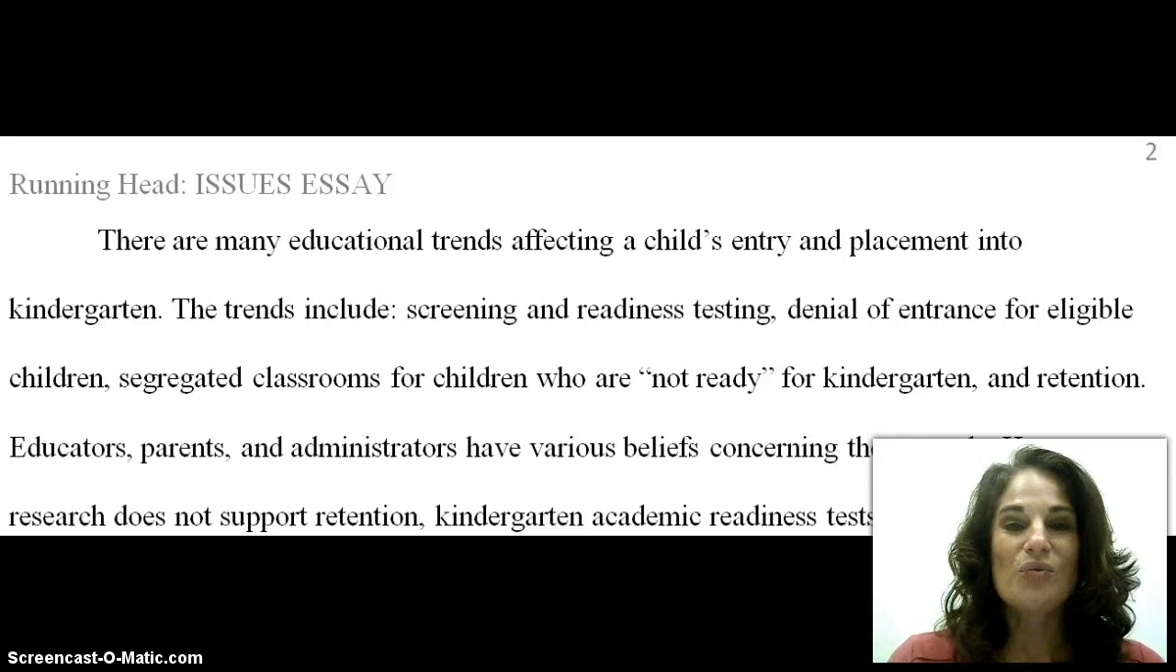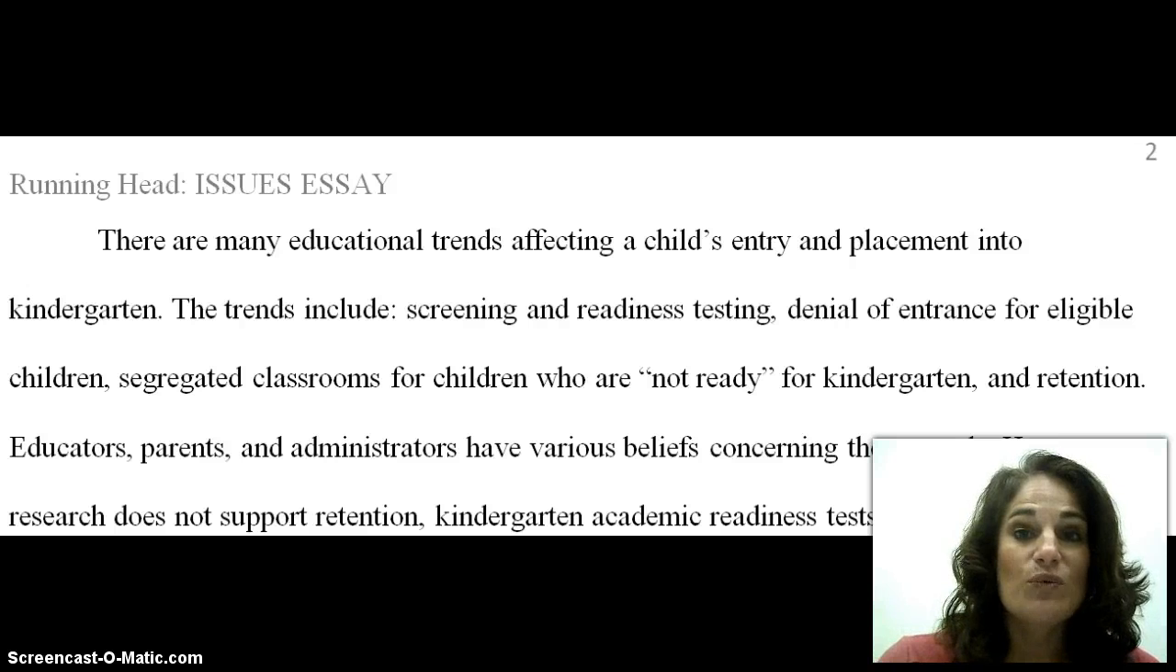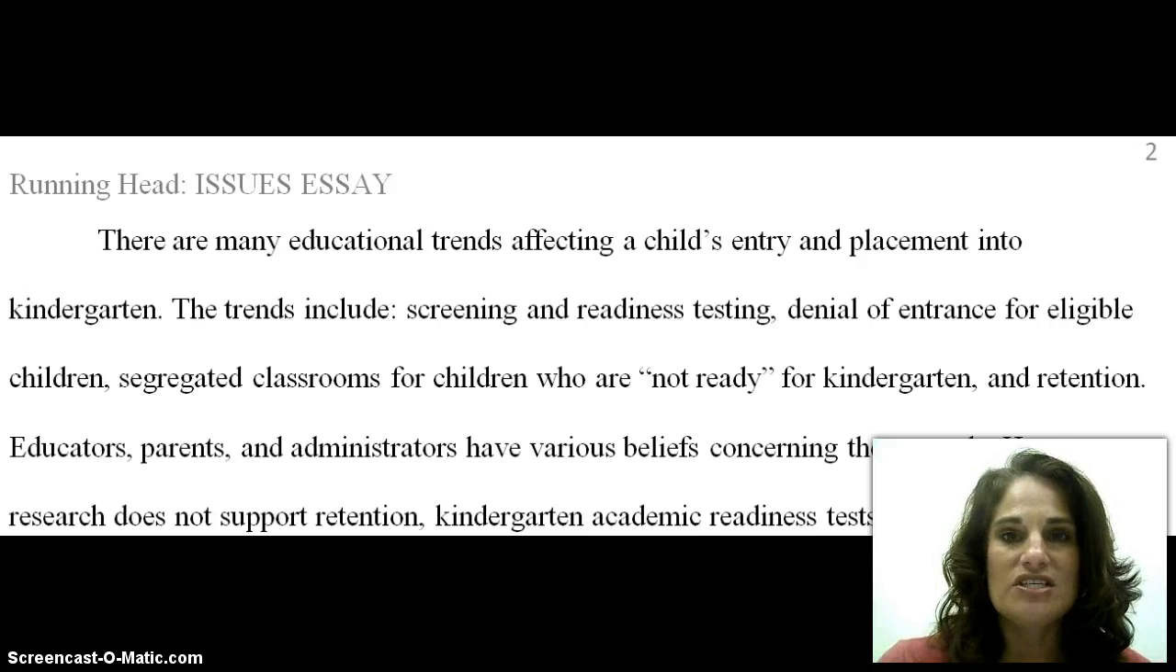Hello. We are going to talk about the introductory paragraph of your research paper. For the past few weeks, you've been busy gathering research, literature reviews on your topic of choice. Now remember, in this class, we are learning about issues in education and the problems within those issues and how those can possibly be solved.